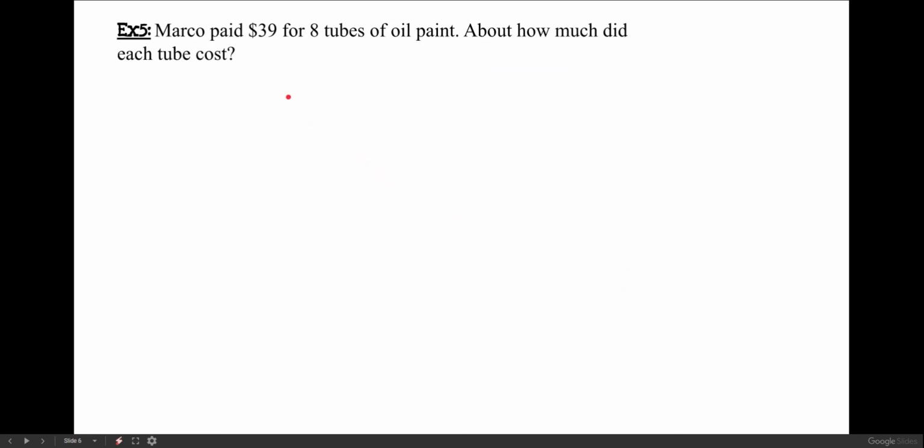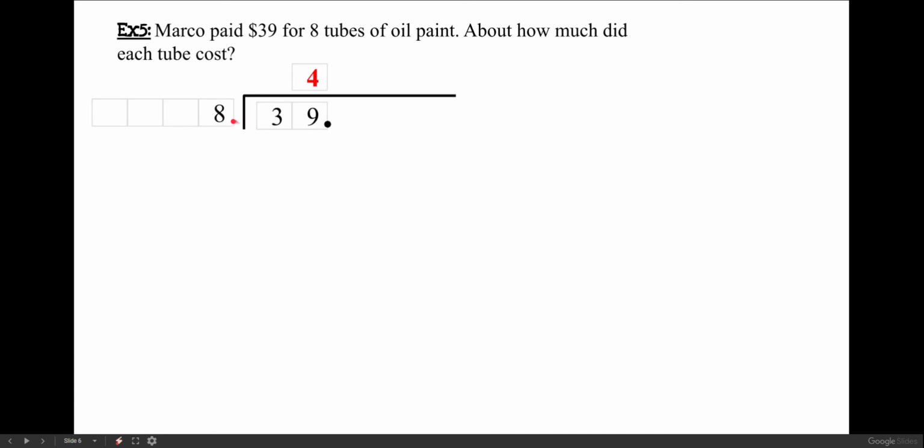So we've got some word problems now. Marco paid $39 for 8 tubes of oil paint. How much did each tube cost? Well, if he paid $39 for 8 tubes, you're going to assume each tube costs the same amount of money. So if you want to find out how much one tube costs, you just divide 39 divided by 8. So that's what we're doing. 39 divided by 8. So the decimal goes out right here. Really, you don't even need the decimal.